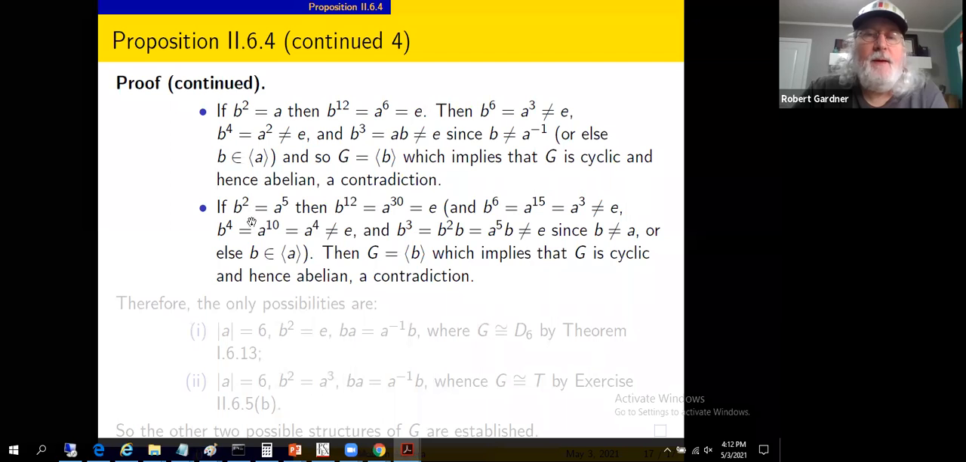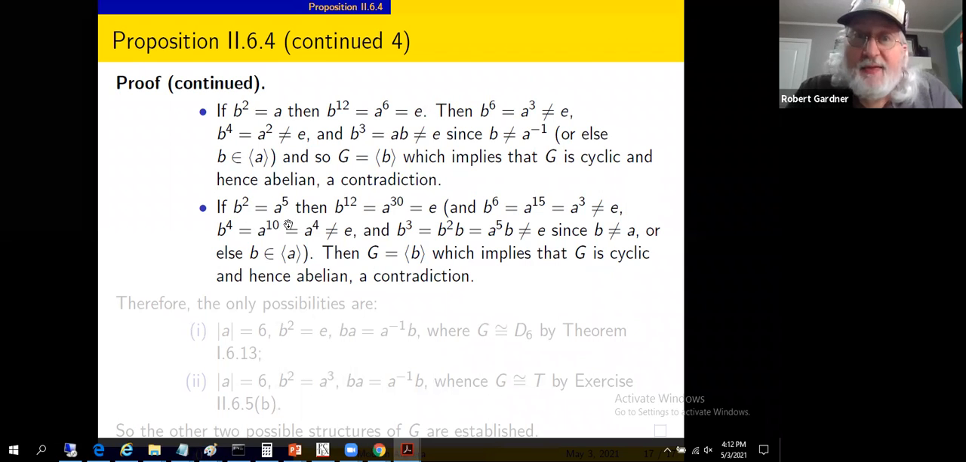How about B squared equals A to the 5th? That's a power we haven't tried yet. Then raise both sides to the 6th power. We get B to the 12th equals A to the 30th. Well, that's the identity because A has order 6. So B to the 12th equals the identity again.